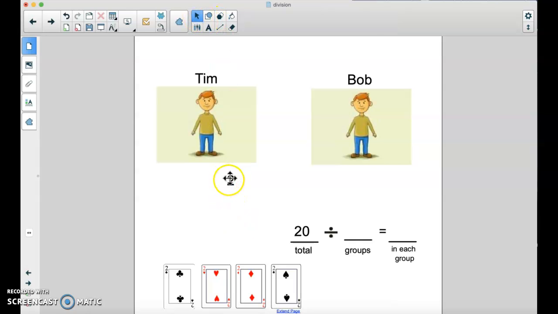So now I have to decide how many does each person get? How many is in each group? So let's pass them out. I'm just going to use the same card again because otherwise it gets a little confusing.